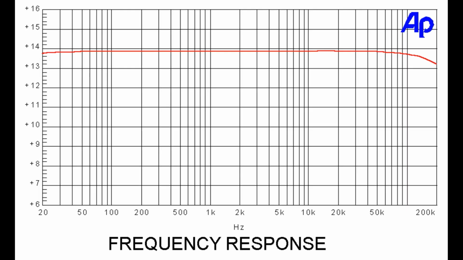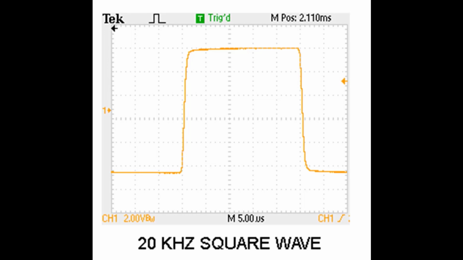This graph shows the gain of the amplifier, which is about 14 dB and very flat, all the way up to 200 kilohertz on the top end and rolling off on the bottom at about 2 hertz. That wide bandwidth is further on display with this 20 kilohertz square wave at 2 watts.